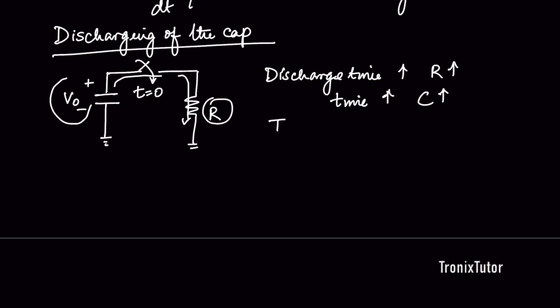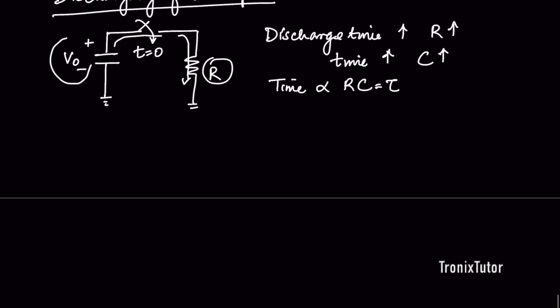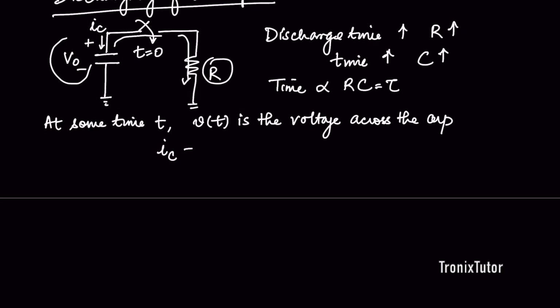So what you see here is that the time taken for the capacitor to discharge is going to be proportional to both R and C, right? And this essentially is known as the time constant of the circuit. So now let's try and set up an equation and identify how this capacitor discharges its charge. Let's assume that at some time t, V of t is the voltage across the capacitor. Therefore, if there is a current in the capacitor, the current is given by C dV by dt, right? And this is a current which is flowing from the positive to the negative terminal of the capacitor.